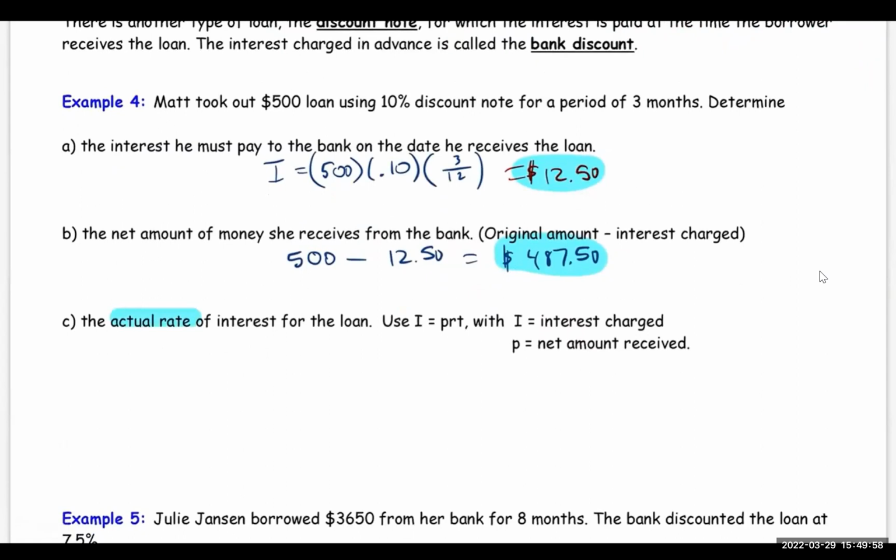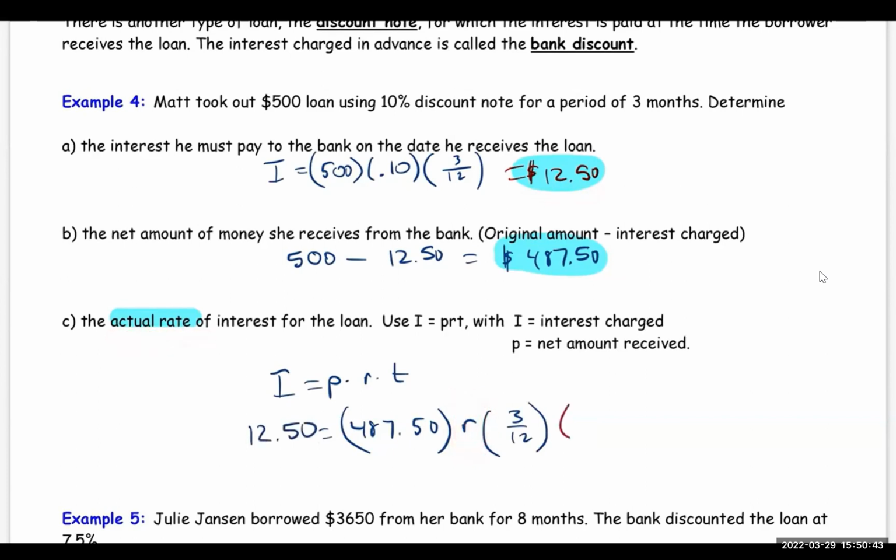Now they want to know what the actual interest rate is. It's not really 10% because they're charging you a fee. So for the actual interest rate, you treat this as if this were the principal amount now. So I equals PRT. The actual principal amount is $487.50, times R, which we don't know, times T, which was 3 out of 12. Oh, I'm sorry, we already know the interest; it's $12.50. So we're looking for the actual interest rate.